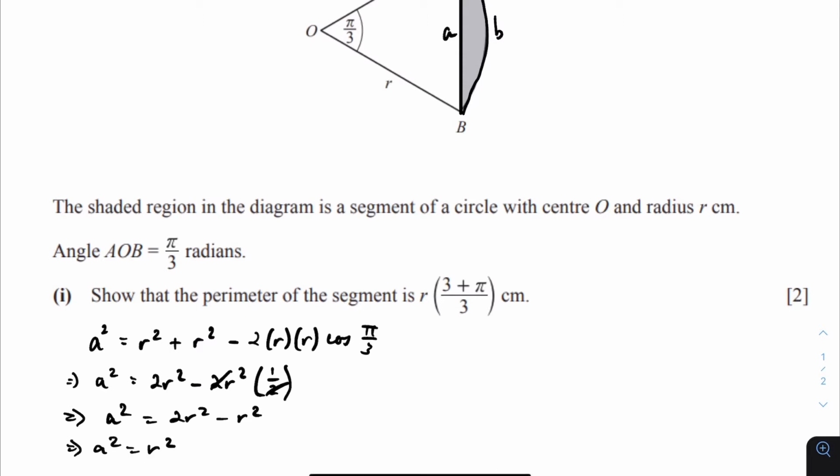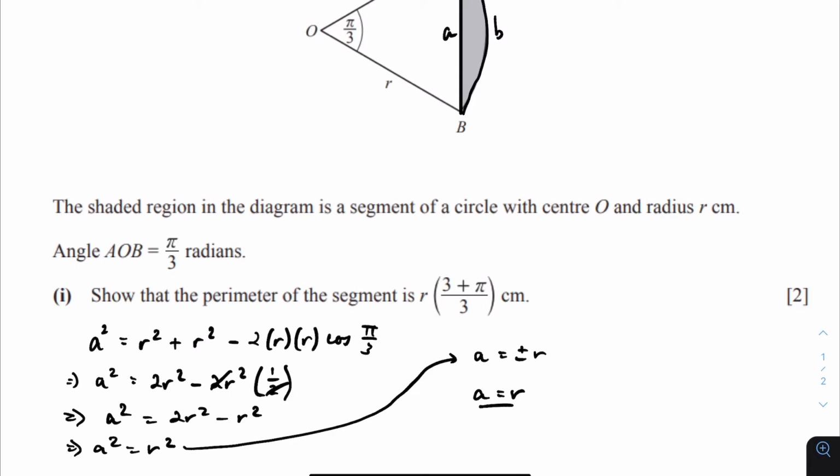So that means that A is equal to plus or minus r. Of course, though, we're looking at an actual side length, so that cannot be negative. So A is equal to r. So that's the first part. Now we need to find B to get the perimeter, because the perimeter is A plus B.